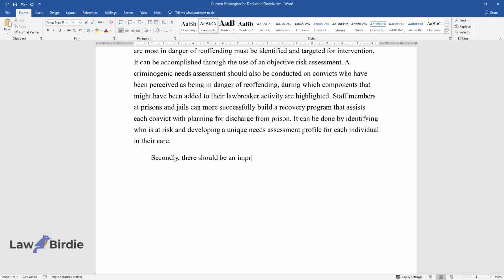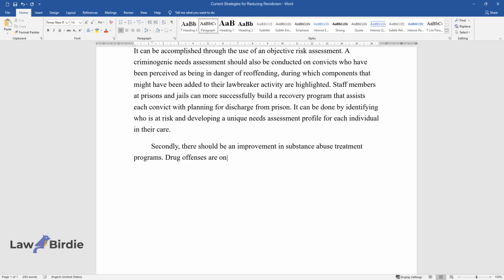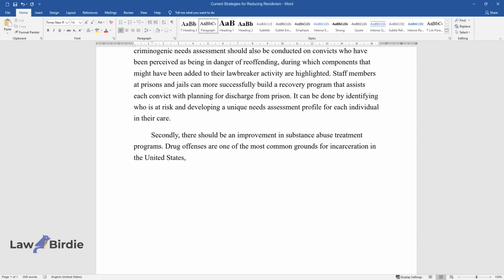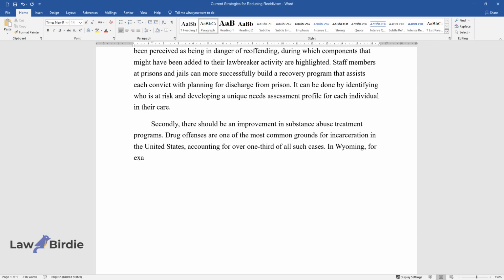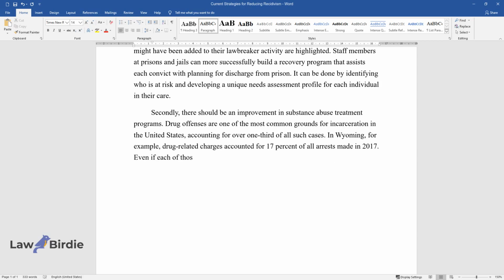Secondly, there should be an improvement in substance abuse treatment programs. Drug offenses are one of the most common grounds for incarceration in the United States, accounting for over one-third of all such cases. In Wyoming, for example, drug-related charges accounted for 17% of all arrests made in 2017.